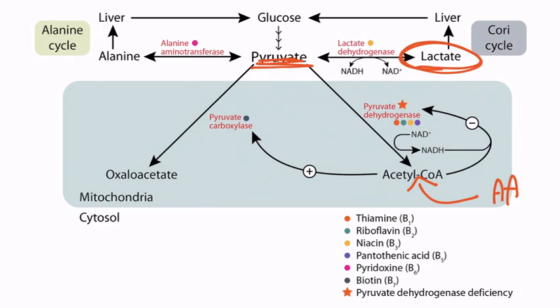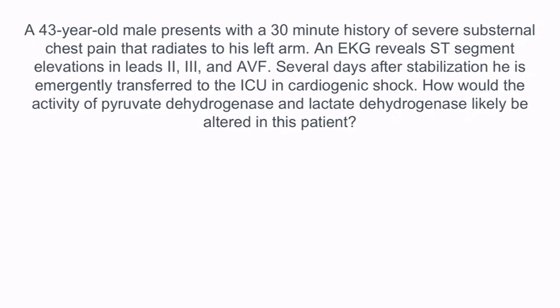Okay, let's reinforce this material with another question. A 43-year-old male presents with a 30-minute history of severe substernal chest pain that radiates to his left arm. An EKG reveals ST segment elevations in leads 2, 3, and AVF. Several days after stabilization, he is emergently transferred to the ICU in cardiogenic shock. How would the activity of pyruvate dehydrogenase and lactate dehydrogenase likely be altered in this patient?